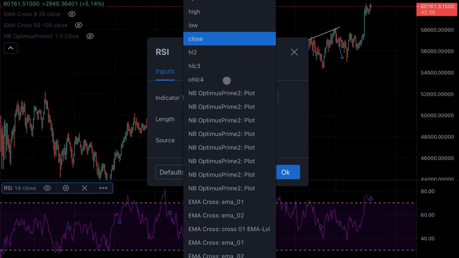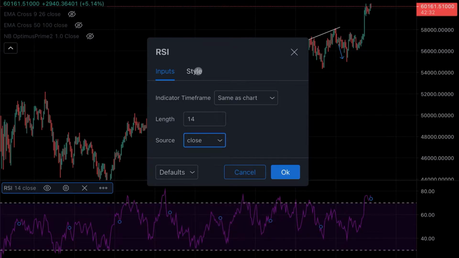If you choose a source, you can choose the open, high, low, or close of the candle. Most of the traders use close. If you have some other private script or things like that, you can integrate them here, but we'll just go ahead and leave it with close.